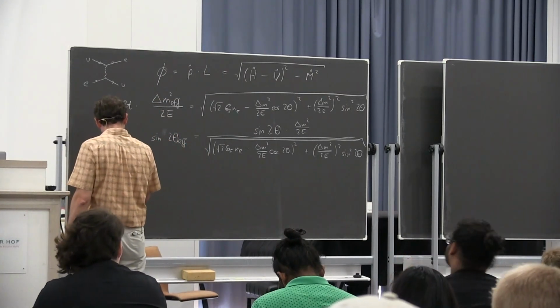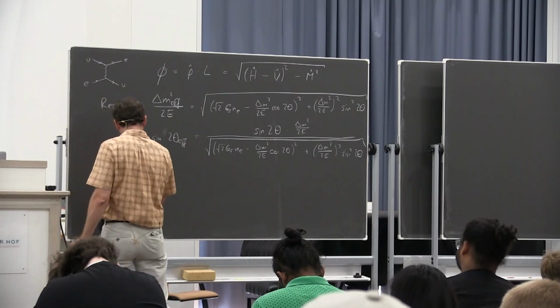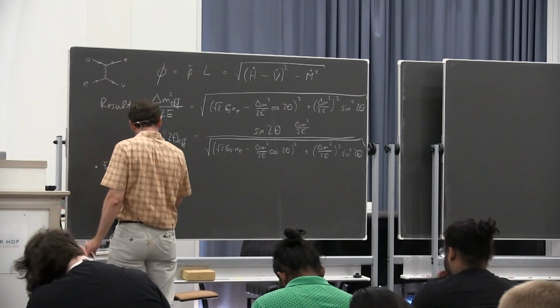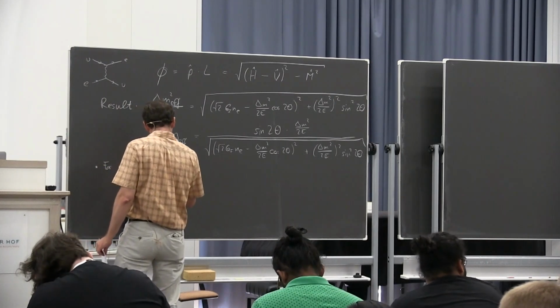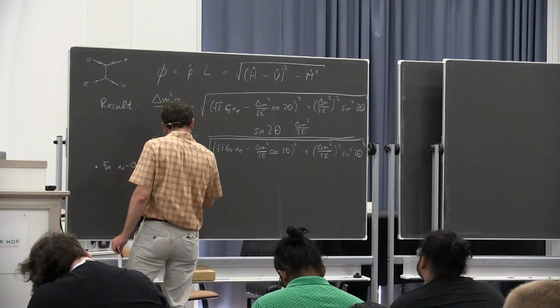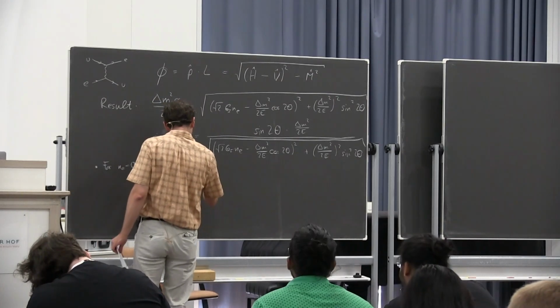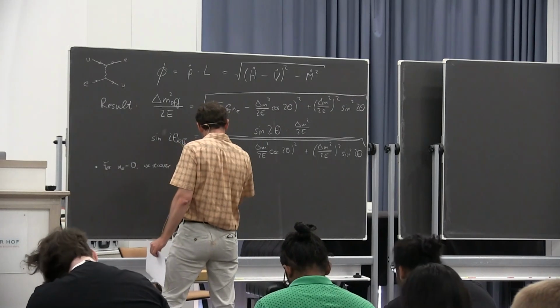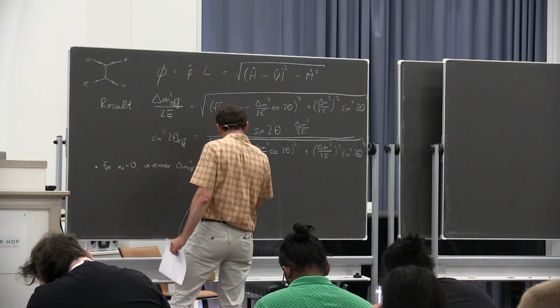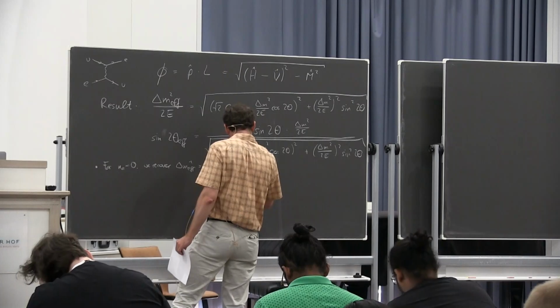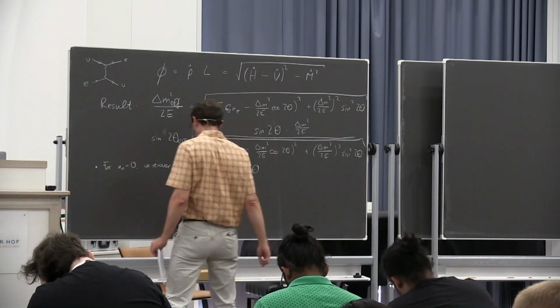So let's write this down. For N_e equals 0, we recover delta m effective squared equals delta m squared and theta effective equals theta, the vacuum angle.